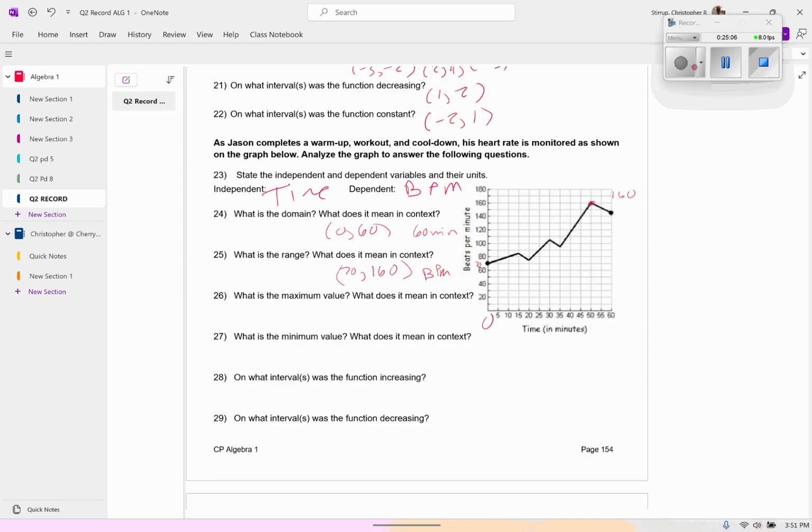Okay, what is the maximum value? What does that mean? So 50, 160. So our max value is 160. What does it mean? At 50 minutes, you're at 160 beats per minute.